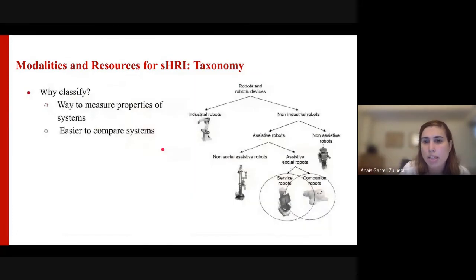Okay, if not, you can also work with that. In exoskeleton, you will say that it's not an industrial robot. We can consider that they are assistive robots, but they are not social assistive robots, okay? Because they do not communicate with people. They do not follow social conventions, for instance. Okay, did I answer your question, Ibrahim?